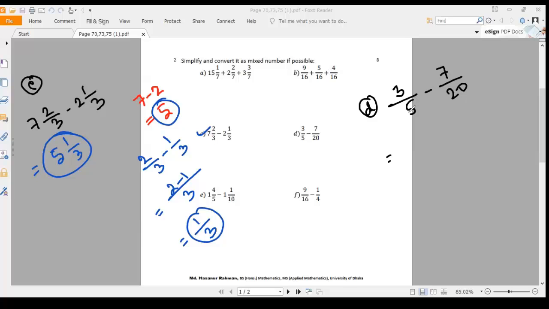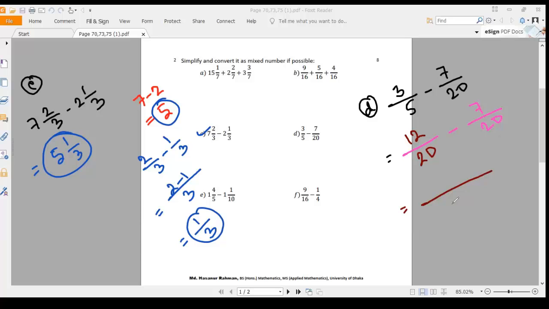So what will be the LCM of 5 and 20? This is very simple. That will be 20. That means we have to convert both denominators to 20. So how can we convert this 5 into 20? Very simple. We just have to multiply this one by 4. If we multiply this fraction by 4, 5 4s are 20. Look, our denominator is the same right now. Then 4 3s are 12. So now these fractions are like fractions.